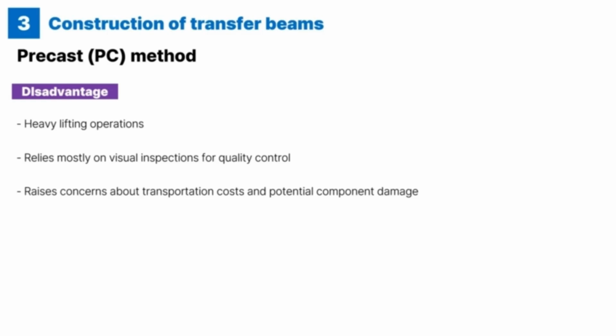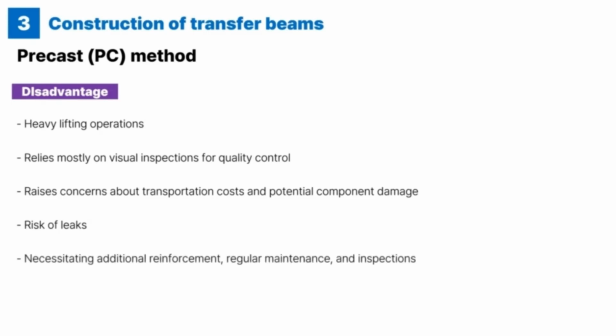Furthermore, since the columns and slabs are not cast as a single unit, there is a risk of leaks at the joints where the columns and slabs are connected. Fixing these joints can be challenging, and the lack of continuous support makes the structure vulnerable to deflection. If cracks occur at the joint, they can have a detrimental impact on the entire structure, necessitating additional reinforcement, regular maintenance, and inspections.